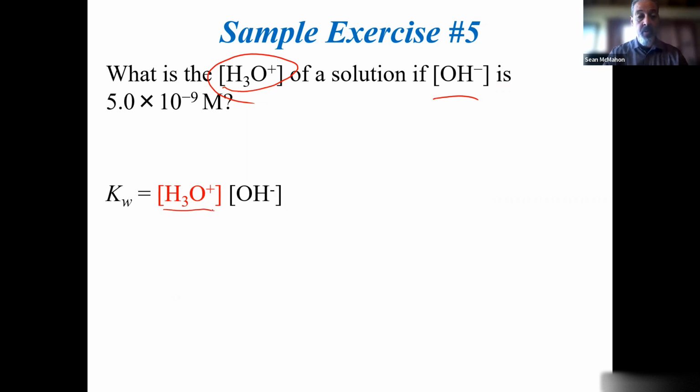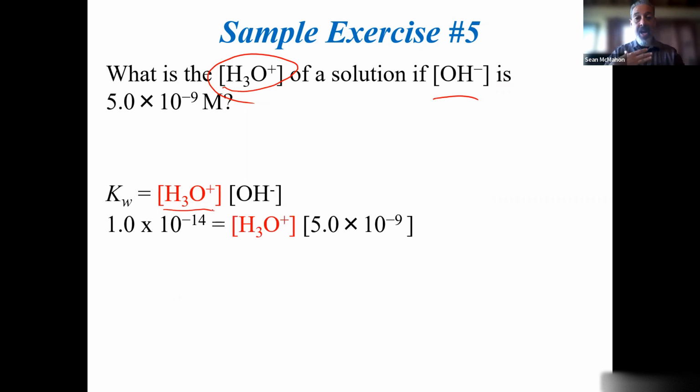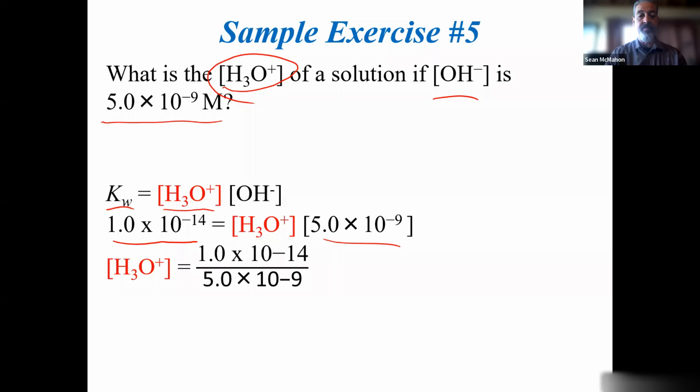So what do I do? I plug in what I know. I know that Kw is 1 times 10 to the minus 14. They give me the hydroxide concentration. And now I just divide both sides by the hydroxide concentration. And what do I get? My hydronium concentration is 2 times 10 to the minus 6.